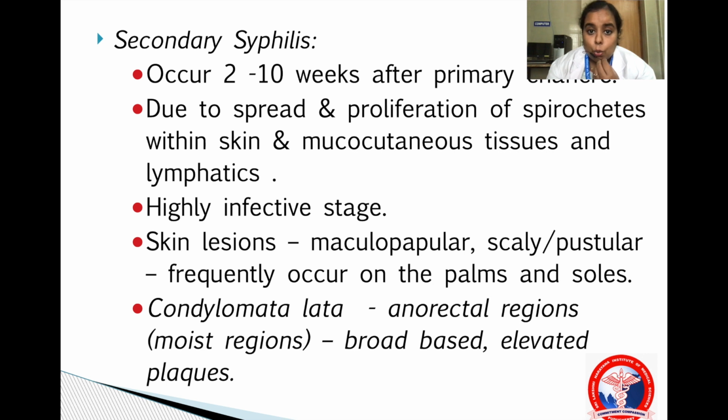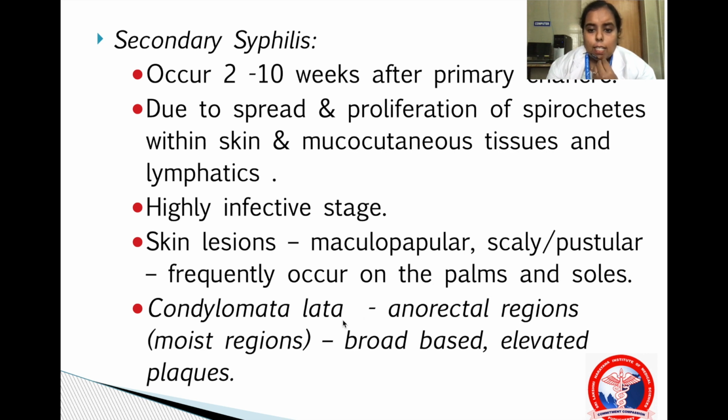And what about secondary syphilis? They occur 2 to 10 weeks after the primary chancre. It is due to the spread and proliferation of spirochetes within the skin, mucocutaneous tissue, and lymphatics. This is a highly infective stage. The skin lesions are maculopapular, scaly, or pustular and frequently occur on the palms and the soles.